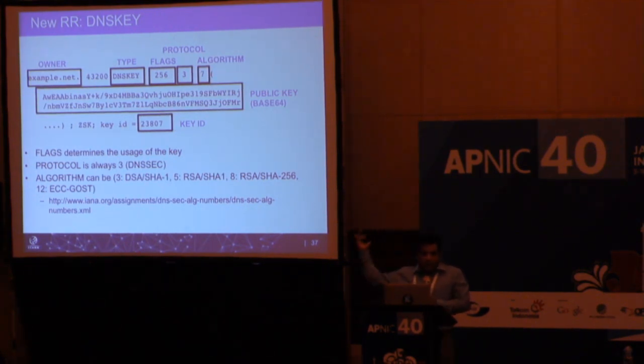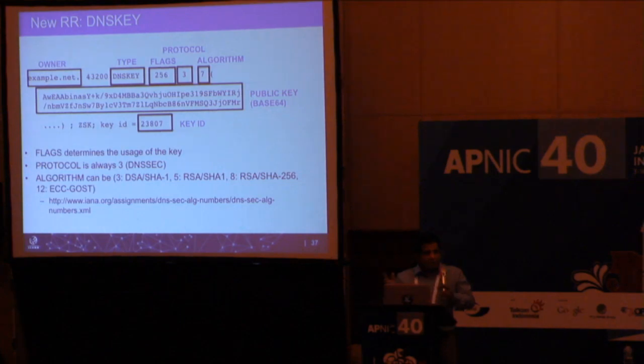So if you see the owner, that's the label. In this case, the label is example.net. You have to put these labels in a fully qualified domain name. Fully qualified domain name means you refer all the way to the top of the hierarchy. So the last dot that you can see there refers to the root, right? That's what we call a fully qualified domain name. So the next field is TTL. Then we have type, which is our DNS key resource record.